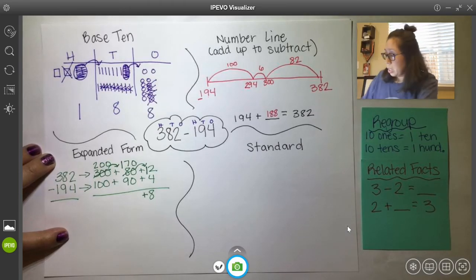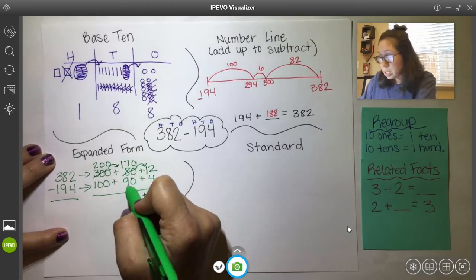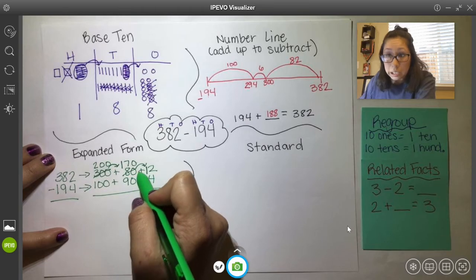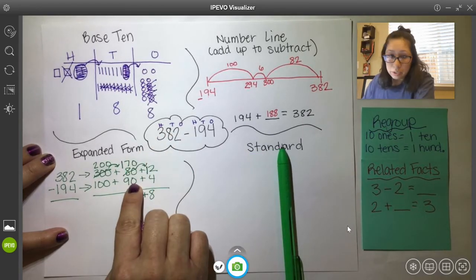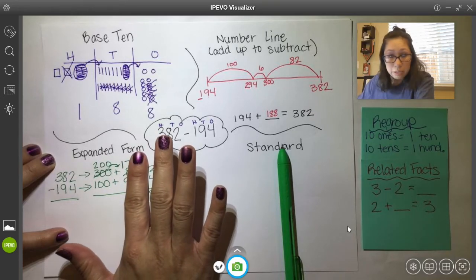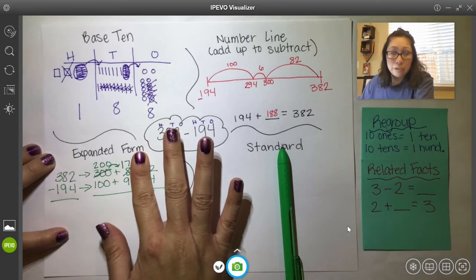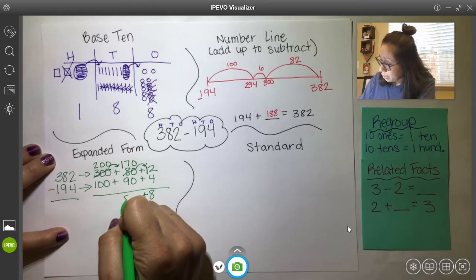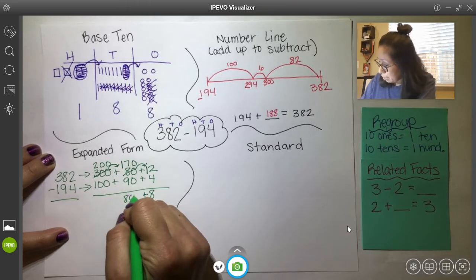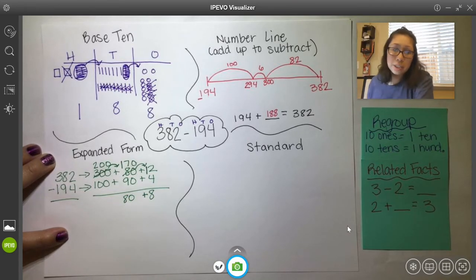Now I'm going to do 170 subtract 90. Still a little hard to do in my head, so what I like to do is, since they both have 0 in the ones place, I'm going to cover up the 0, and what I have left is 17 subtract 9. I can do that in my head. 17 subtract 9 is 8. Now put the 0 that I covered up back in, 80. 170 subtract 90 equals 80.